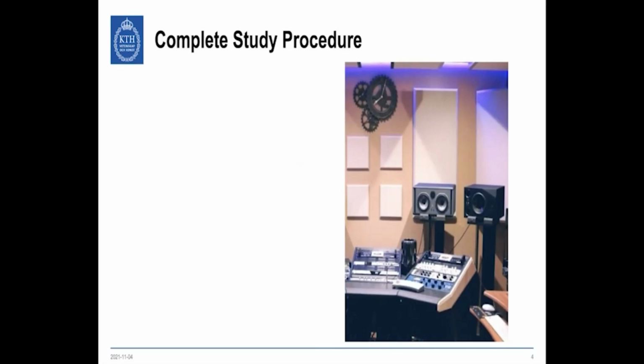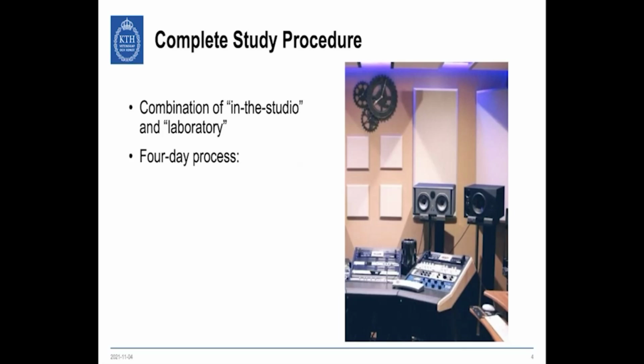The complete study we designed to elicit this information is a combination of in the studio and laboratory. It goes over 4 days. The first day is initial, just meeting up, building rapport, finding out about the work that the sound designer does, as well as explaining our research. In the second meeting, we observe moment by moment, watch them work, find out how they operate, what tools they use, these sort of things.